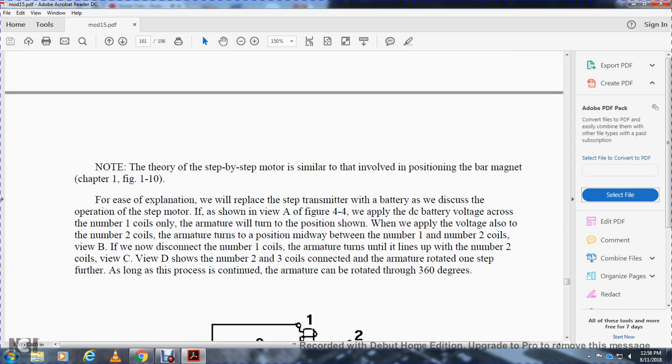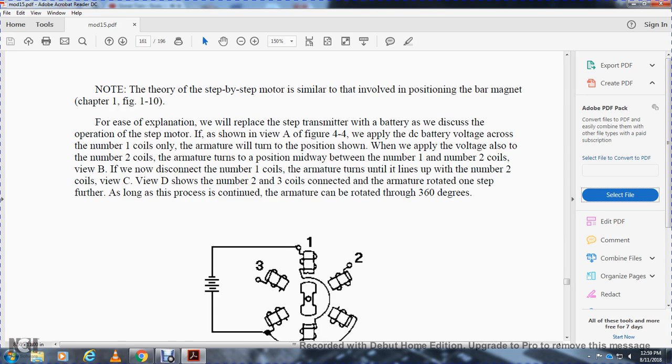The theory of the step motor involves the position of the bar magnet, as explained in chapter 1, figure 1-10. We will explain the operation of the step motor with a battery, as shown in figure 4-4. In view A, applying DC battery voltage to the number 1 coil determines the armature position shown. In view B, applying voltage to the number 2 coil as well puts the armature midway between the number 1 and number 2 coils. In view C, if we now disconnect the number 1 coil, the armature lines up with the number 2 coil. In view D, number 2 and 3 coils are connected, and the armature rotates 1 step further, and the process continues.